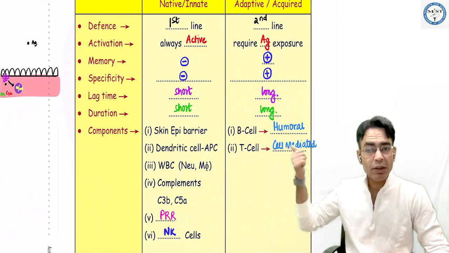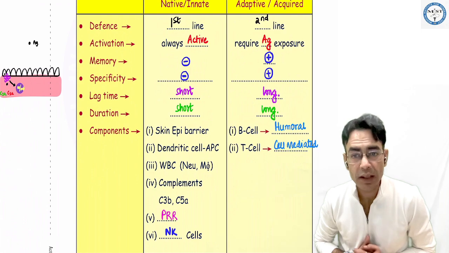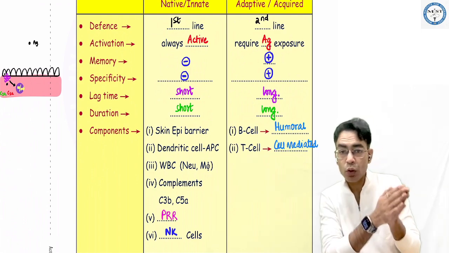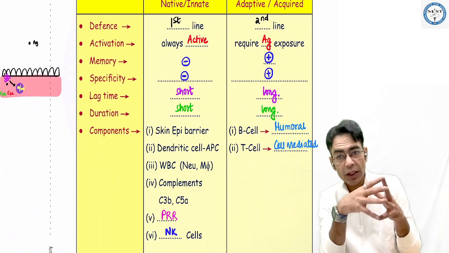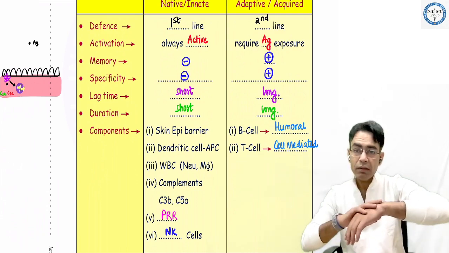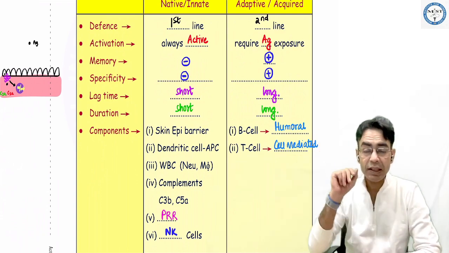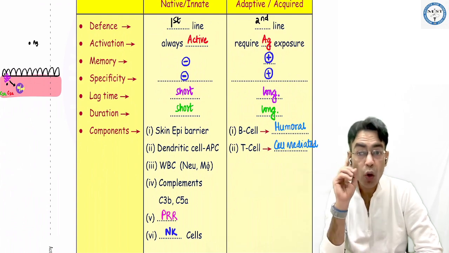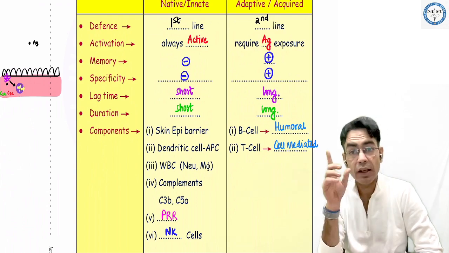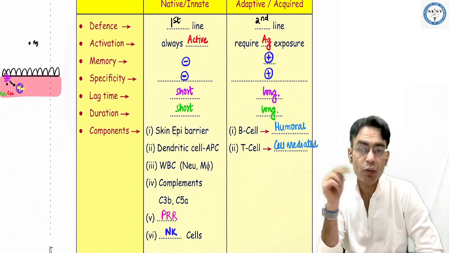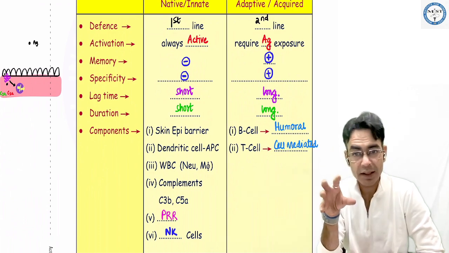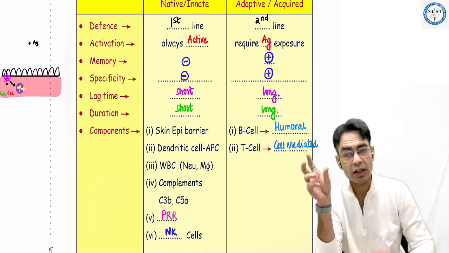The components of adaptive immunity, they're very simple: B and T cells, the humoral and cell mediated respectively. And the components of the native immunity, that's skin epithelial barrier, your dendritic cells, the antigen presenting cells, your WBCs, specifically neutrophils and macrophages, your complement products, C5a, C3b, and two more which we will be talking about now. That's your PRR and NK cells, the pattern recognition receptors and natural killer cells.